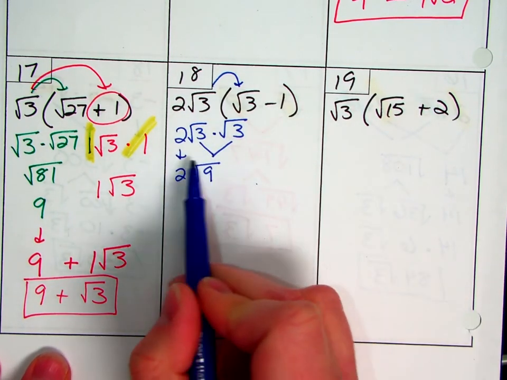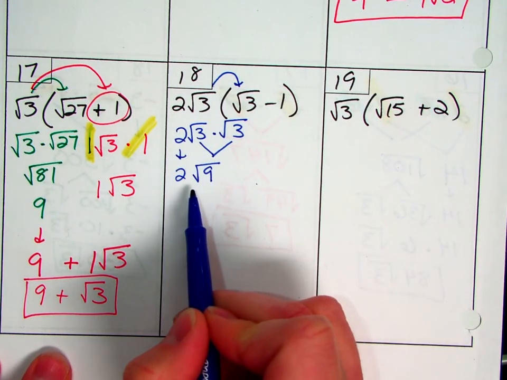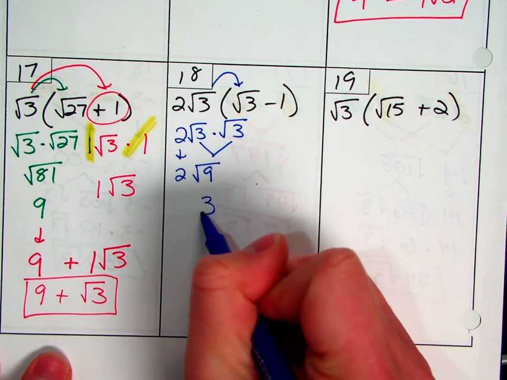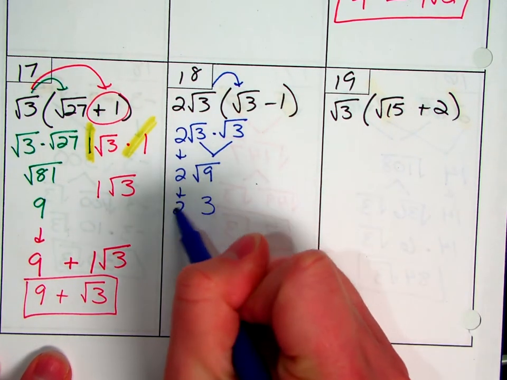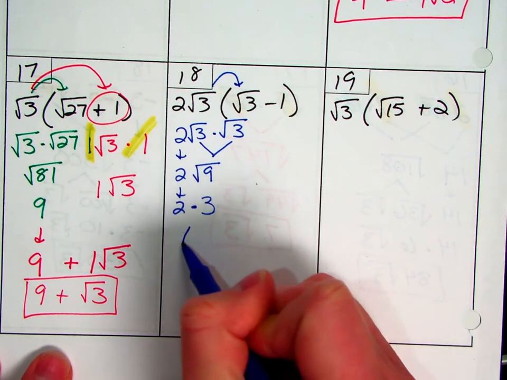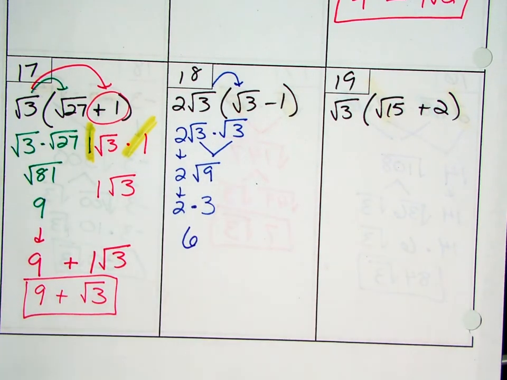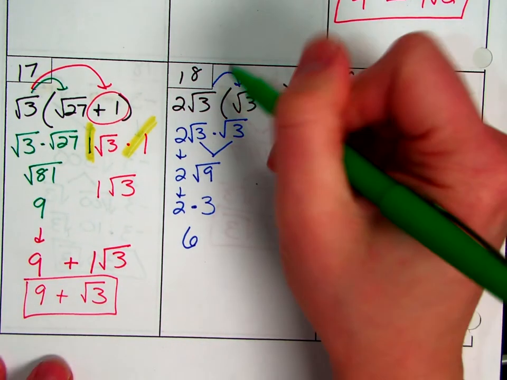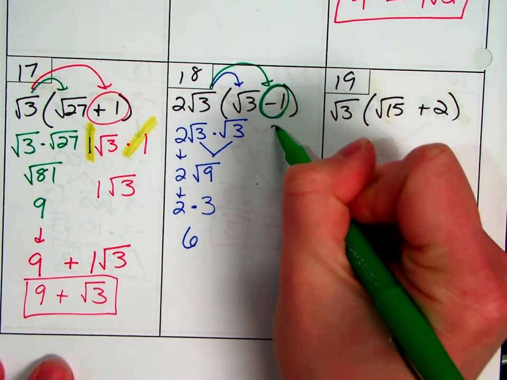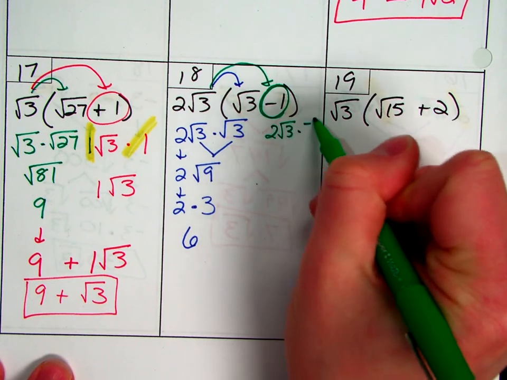And again, I keep simplifying this until I'm done. So the square root of 9, we can actually do that since it's a perfect square, and it's 3. We bring down the 2. Since there's no symbol, that means multiplication between them, and 2 times 3 is 6. Then I'm going to have to distribute 2 square root of 3 to -1, right? So we're going to do 2 square root of 3 times -1.